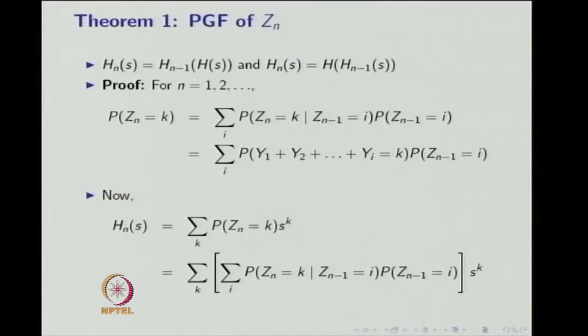You know that the probability of Zn equal to k is the summation over i of the probability of Zn equal to k given Zn minus 1 equal to i, multiplied by the probability of Zn minus 1 equal to i. You know that this conditional probability is nothing but the probability of Y1 plus Y2 and so on plus Yi equal to k, multiplied by the probability of Zn minus 1 equal to i.